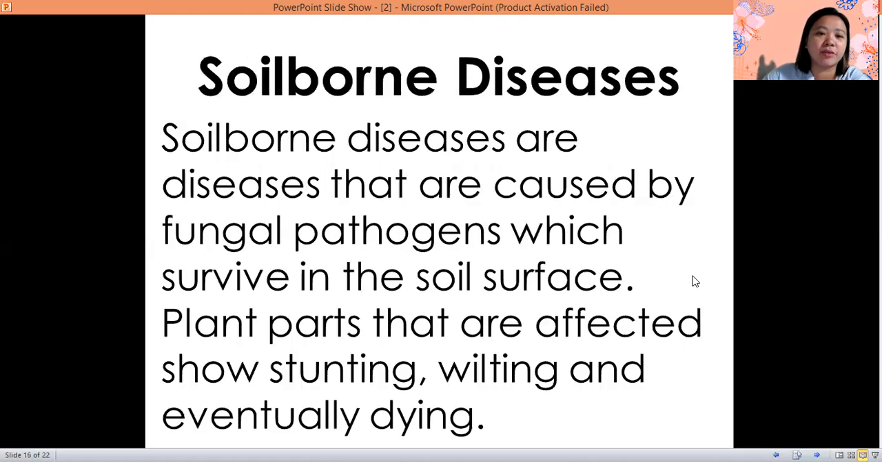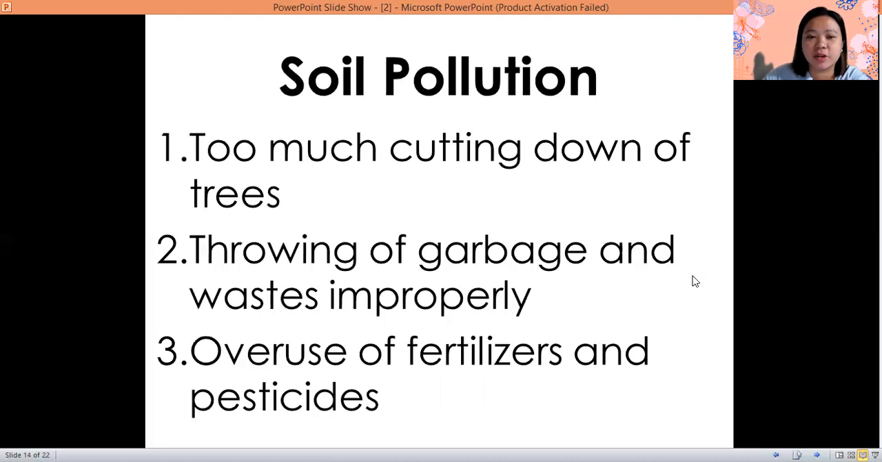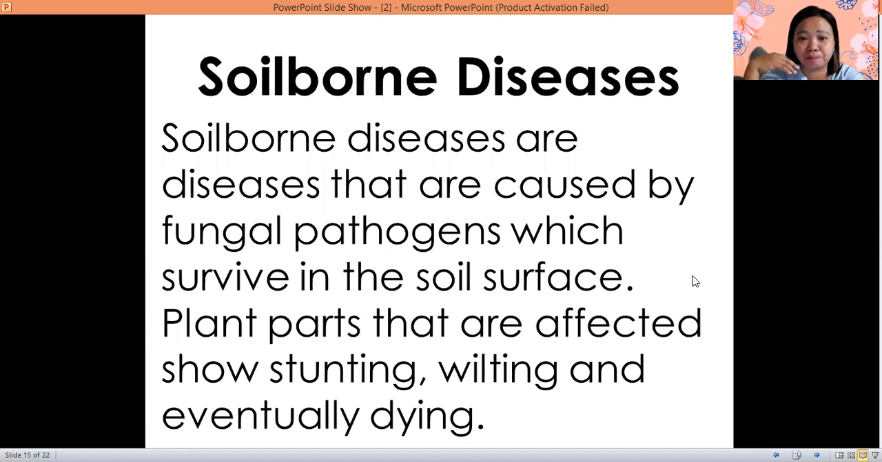Okay, so let's review. First is the soil pollution. What are the activities that we are doing to affect our soil? Too much cutting of trees, throwing garbage improperly, and overuse of fertilizers. And the diseases are the fungal pathogens. And because of this one, the plants will wilt, will stunt, and eventually some are dying.